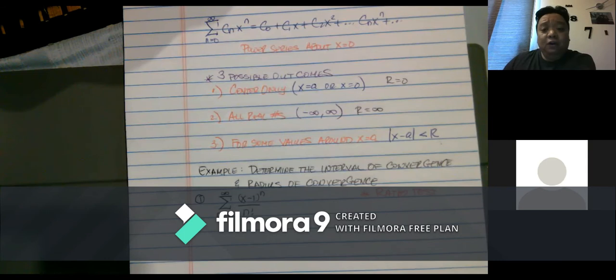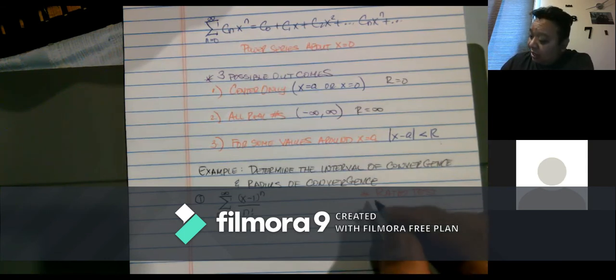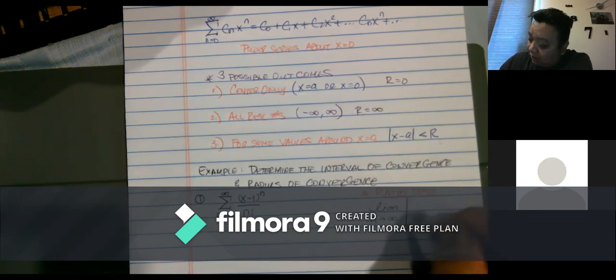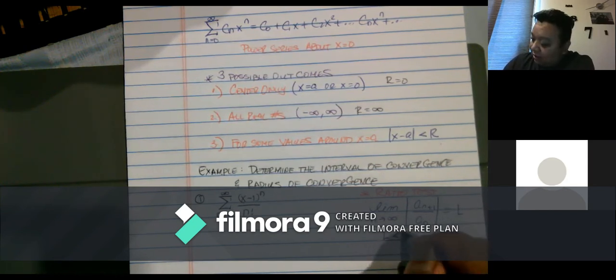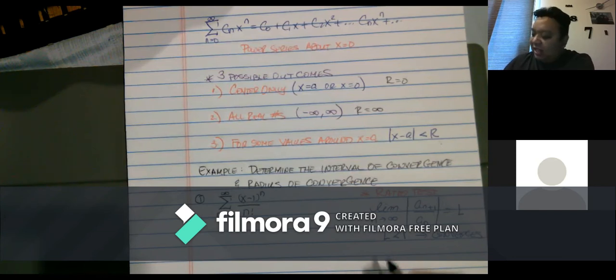And so if you don't remember how the ratio test works, you take the limit as n approaches infinity of the ratio of consecutive terms, a sub n plus 1 over a sub n, inside the absolute value, and then you get a limit L. And so the idea is if L is less than 1, it converges, which is what we want, right? And then L greater than 1 diverges. And when L equals 1, it's inconclusive.